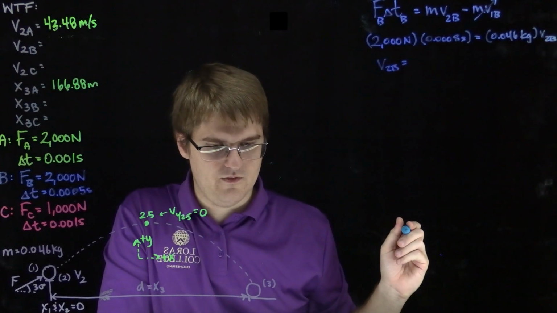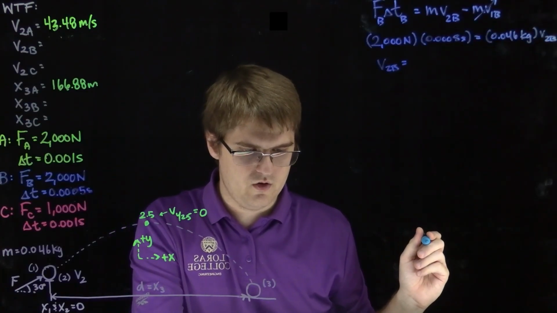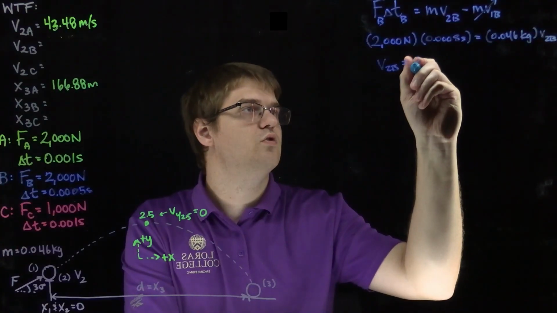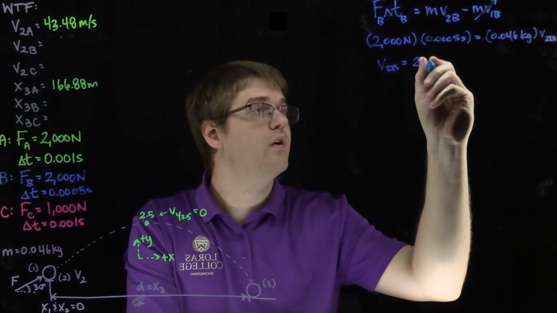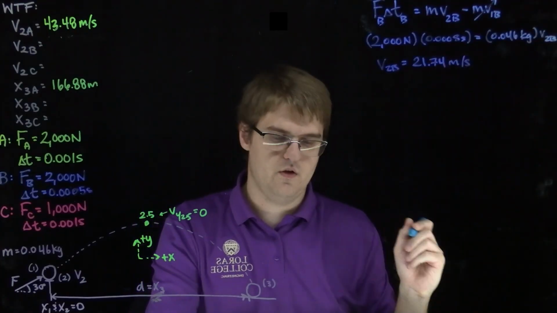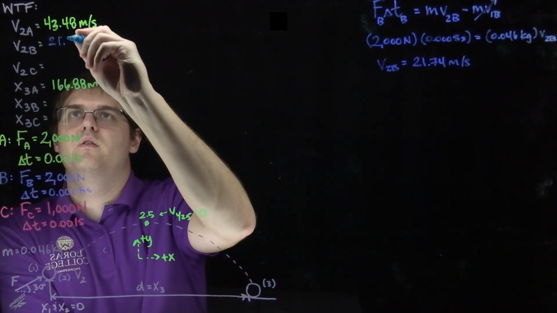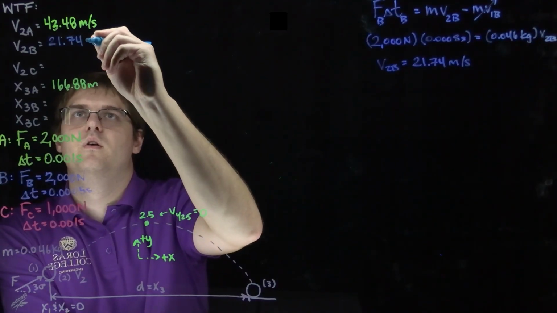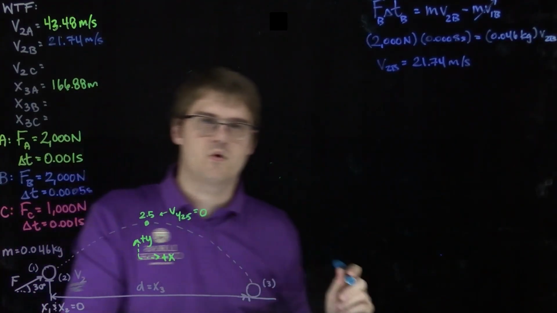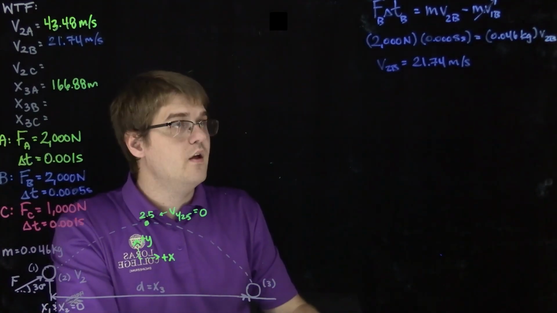And that velocity of 2 at B is a velocity of 21.74 meters per second. 21.74 meters per second. And I am regretting not using the pink marker for this one.